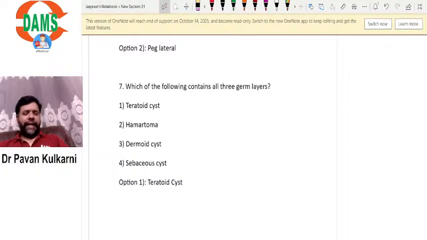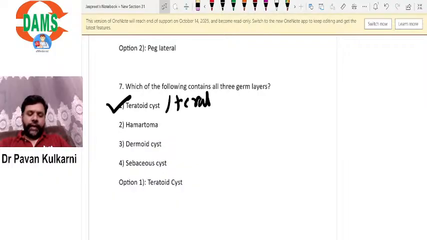Dermoid cyst and sebaceous cyst are not actually like this. A teratoma has all three germ layers. Teratoid cyst is a derivative of the same thing, which arises from all three germ layers. Sometimes they give teratoid cyst, sometimes they give teratoma, so you have to be careful. Any developmental malformation arising from all three germ layers is known as a teratoma.